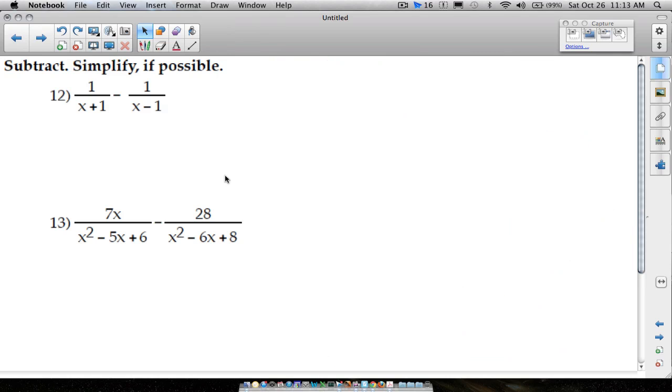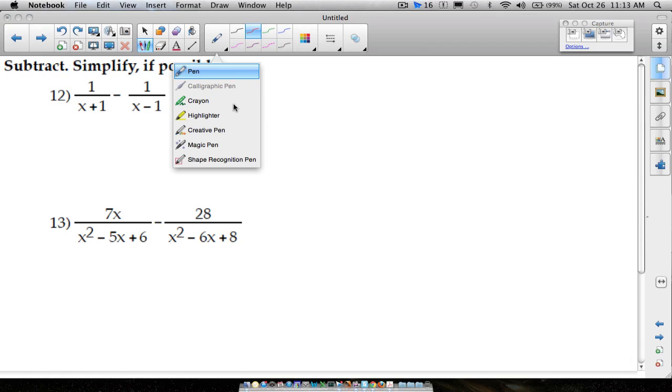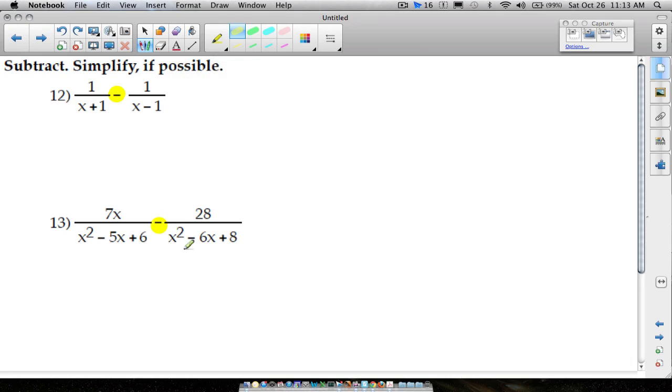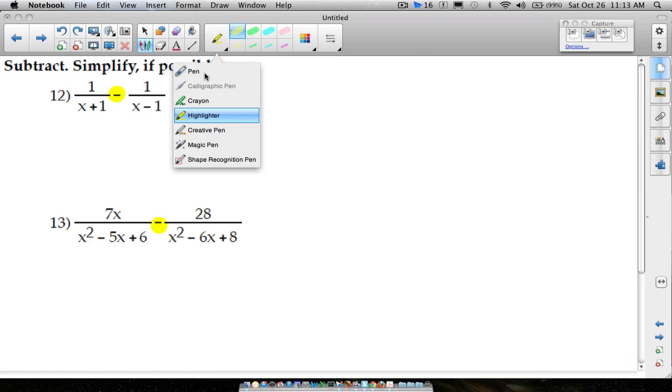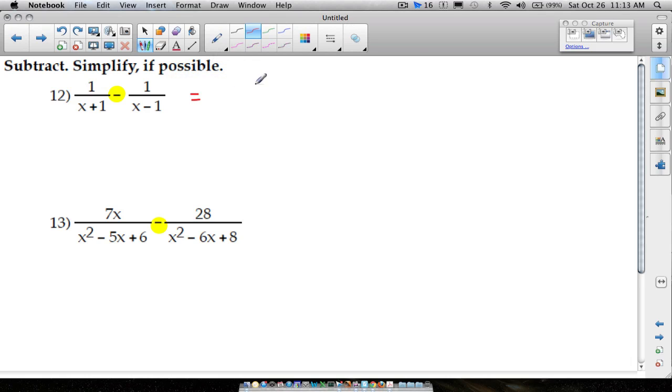On to some subtraction problems. Same idea, but we have to be careful with these minuses. Got to be careful with those. So, I'll tell you what, I'm going to go ahead and rewrite this out. 1 over x plus 1, a little bit extra space, minus 1 over x minus 1.